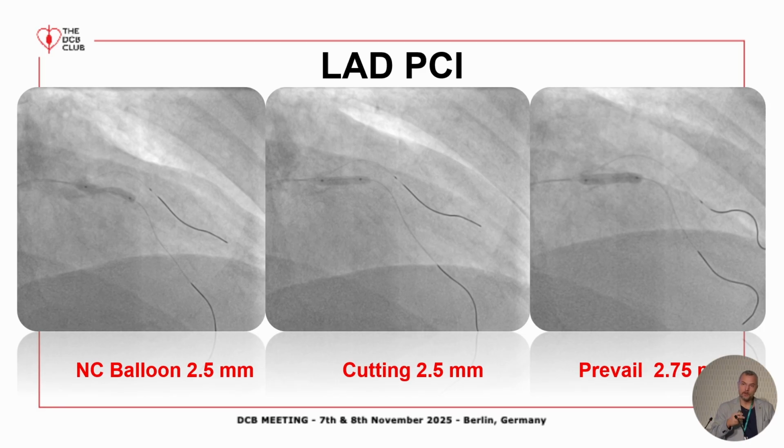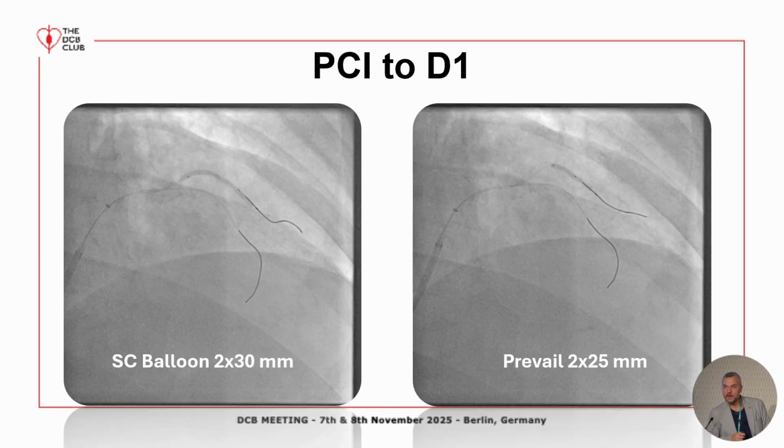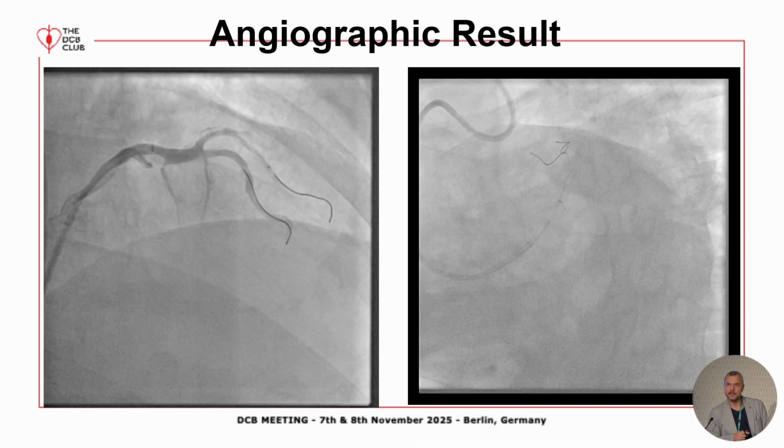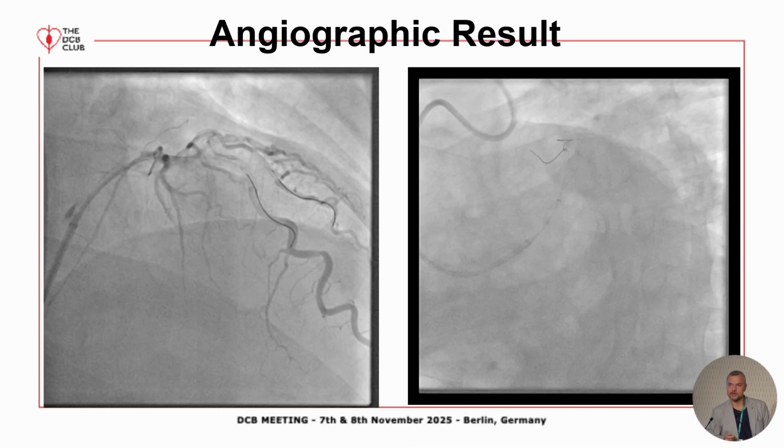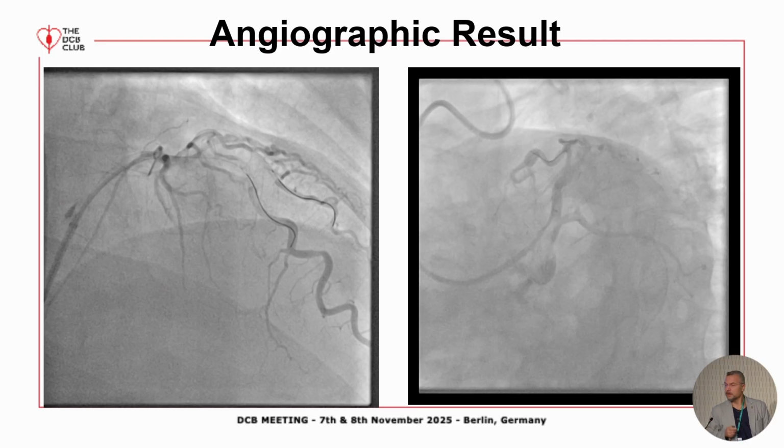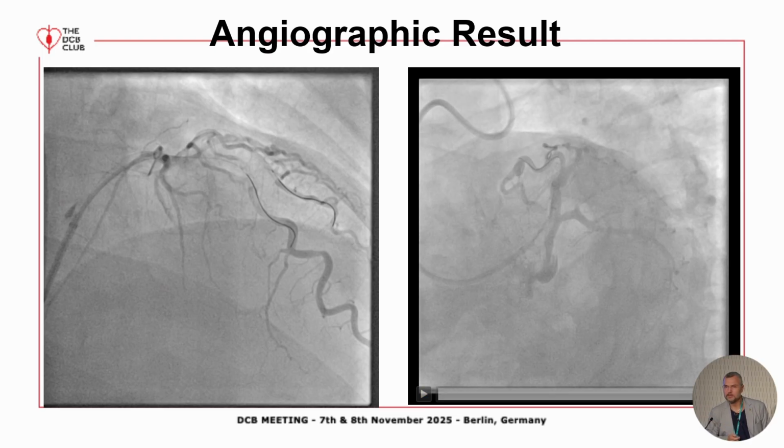I started with a non-compliant balloon, slightly undersized, and then with the cutting balloon, again slightly undersized. Then I used a Prevail 2.75 according to the measurements done with CathWorks, then a semi-compliant balloon to the D1, and then again a Prevail 2.25 for this angiographic result. I hope that you can see. Can you run it again, please?